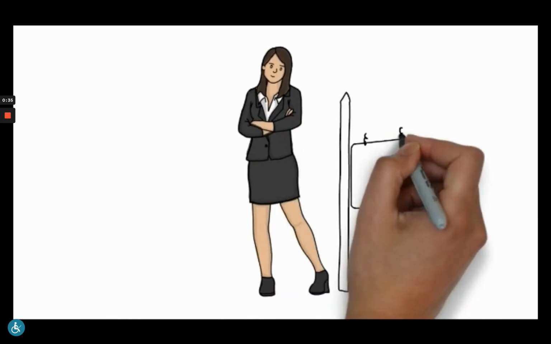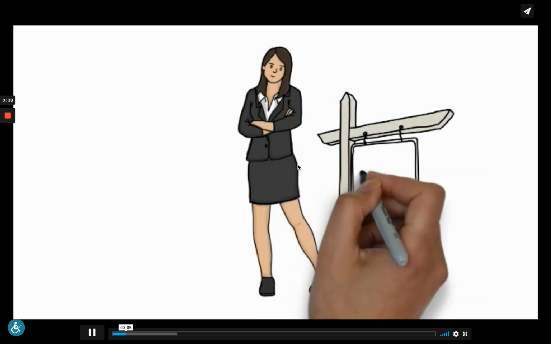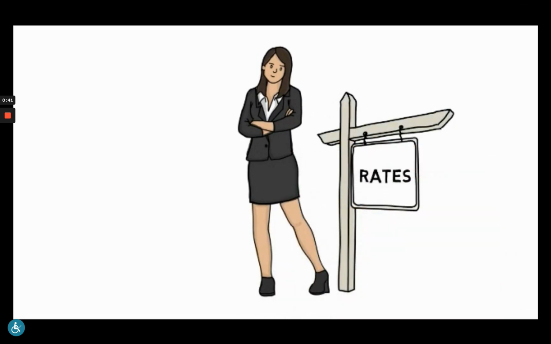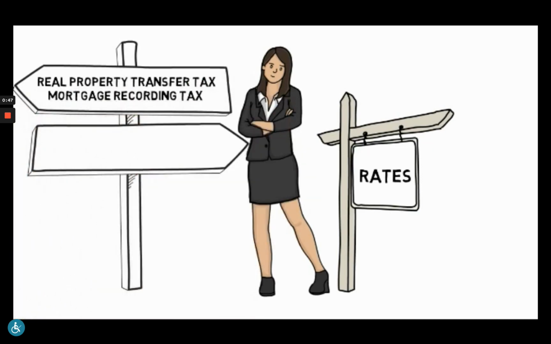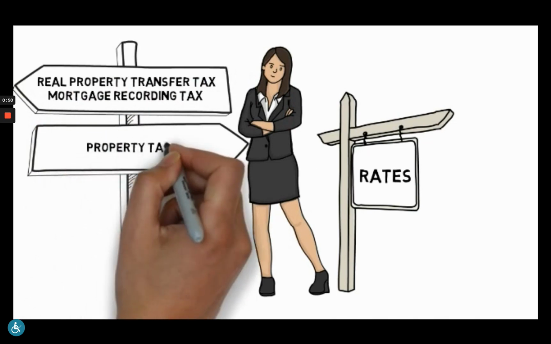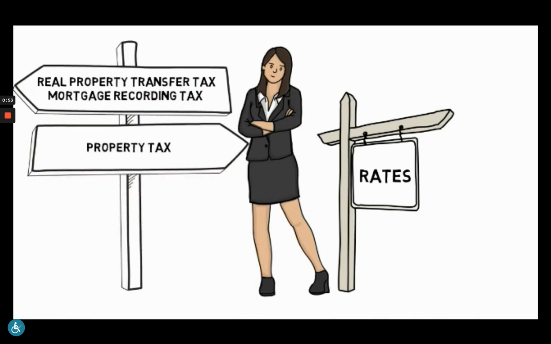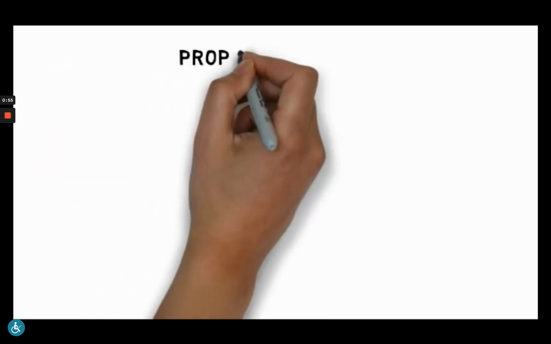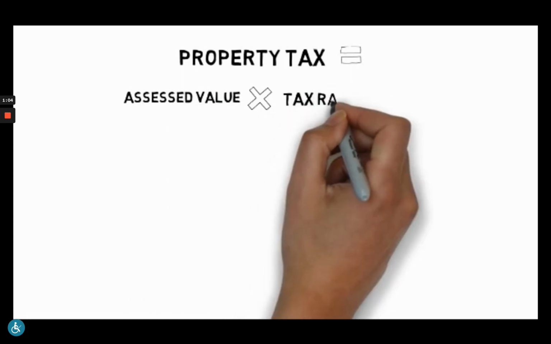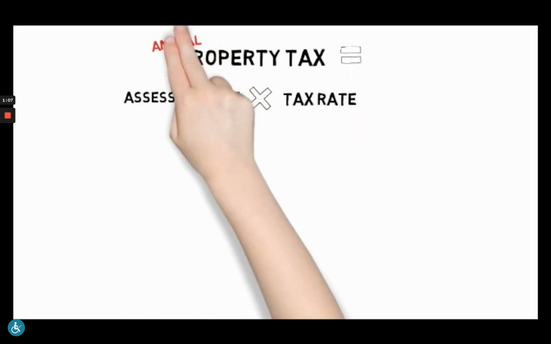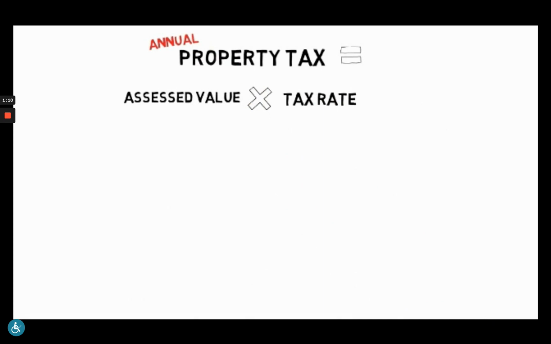If you want to be a real estate professional, there are a few rates you should be familiar with. These are real property transfer tax, mortgage recording tax, and property tax. The transfer tax and mortgage recording tax will be discussed in a separate lesson, so let's focus on property tax. Many buyers and sellers will want to know about property taxes. The basic equation for this is the property's assessed value times the tax rate. This gives you the annual amount of taxes. In some areas, this is paid annually. In others, it is paid semi-annually. So you just have to divide the annual amount by 2.